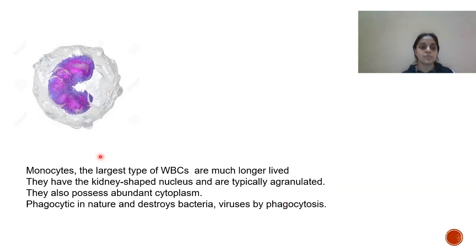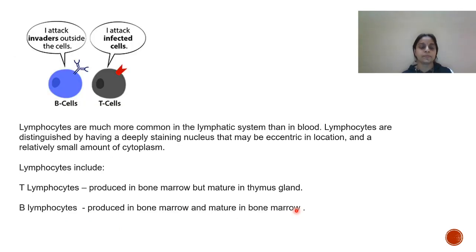And next, coming to monocytes. Monocytes are the largest type of WBC and are much longer lived. They have a kidney shaped nucleus, and they are typically agranulated and also possess abundant cytoplasm. They are phagocytic in nature and destroy bacteria and viruses by phagocytosis.